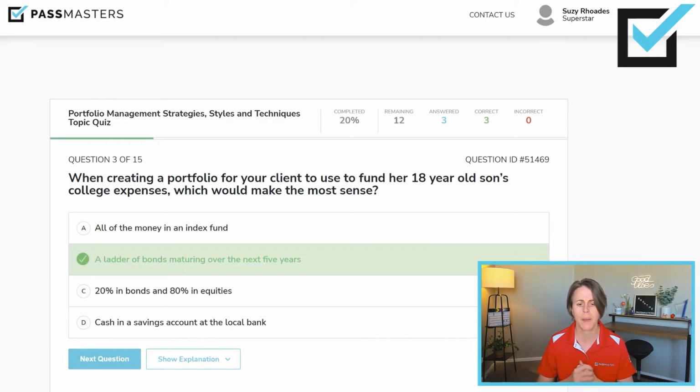Having 20% in bonds and 80% in equities would be too aggressive for this situation. And having cash in a savings account, you're not going to have any earnings at all, or infinitesimal earnings. So the best recommendation of these is a ladder of bonds maturing over the next 5 years, because gratefully, you don't pay college expenses all at once. You pay them a year at a time, semester at a time, I suppose.